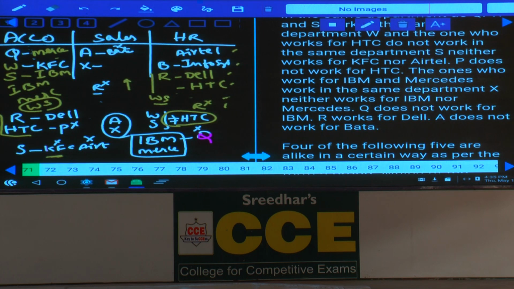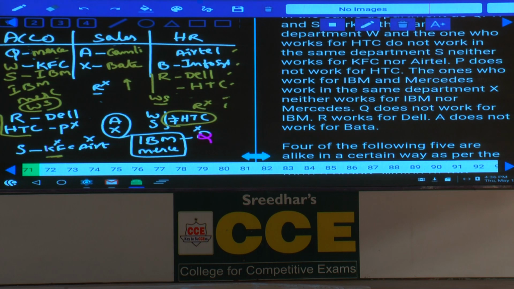3 plus 4, 7, and this A is not Bata. So who is working in Bata here? X is working in Bata. If X works in Bata, then what is the other company left over? Only one more company is left over, that is Camlin. And this A is working in Camlin.